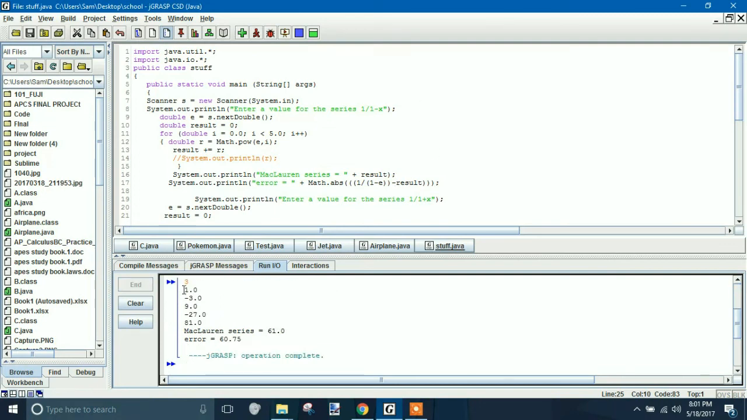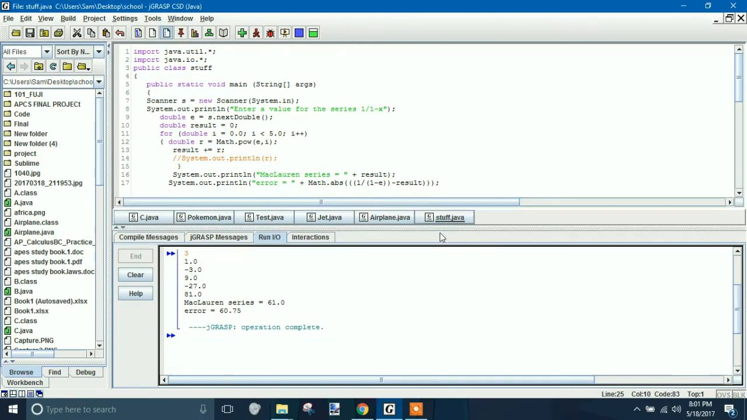Now here, the program has actually spit out each term of the Maclaurin series. That's just for show, but you'll see that it calculates the Maclaurin series as 61 and the error as 60.75. And if we were to plug in 3 to this version of base, so 1 over 1 plus 3, you'll see it's 1 over 4, and the difference between the final series and the error is, of course, 1/4.